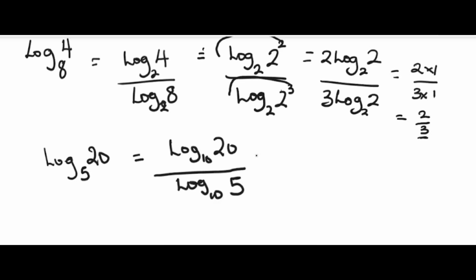So this is when I can use tables. All right. So using tables, I'll find log of 20, which is approximately 1.3010, and then also find the log of 5, which is approximately 0.6990. All right. So let me divide this by this, and I'll be getting something approximately 1.86. You're going to use your calculator to do this. All right. So you see how I'm able to figure out the log of 20 in base 5.